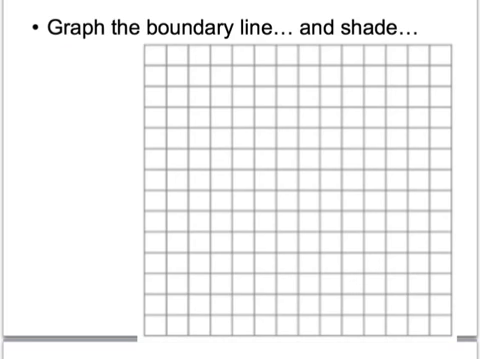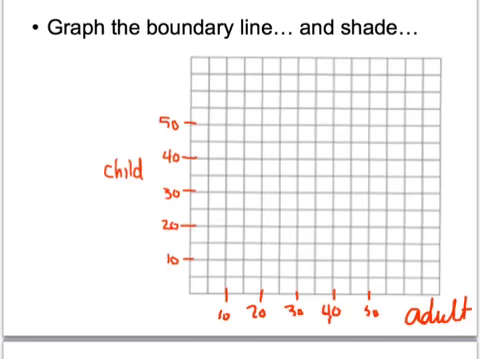Graph the boundary line and shade. Pause for a second. Making up your scale for your x and y axis is sometimes the hardest part. I just went by 5s. We already know that the adults are the x, the child's the y. The y-intercept was 45, and the x-intercept was 30.